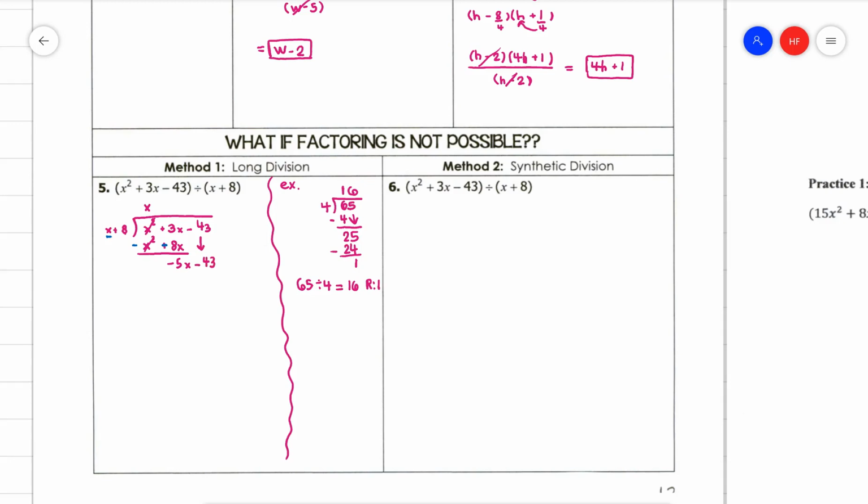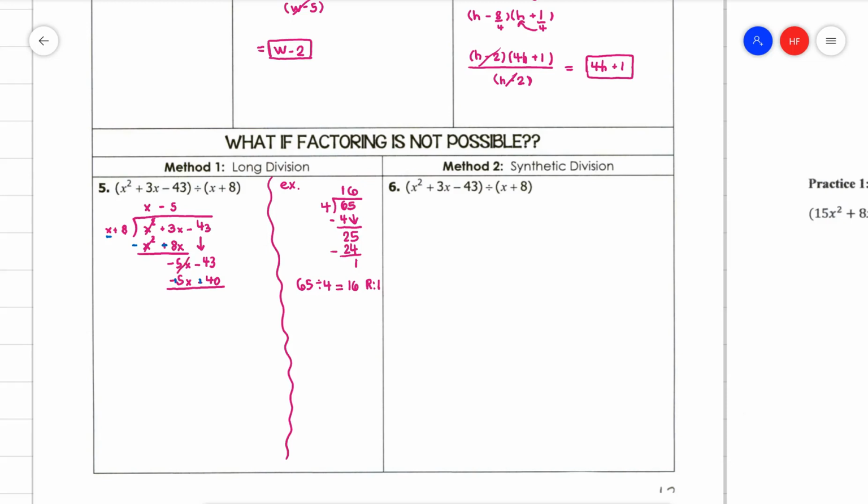Then we'll do the same thing. How many times does x go into negative 5x? So negative 5x divided by x, I would need to multiply by a negative 5. Now we're going to take that negative 5 and multiply by 8. So negative 5 times both terms. So negative 5 times x first, which is negative 5x, and negative 5 times 8, which would be a negative 40. But again, we are subtracting the whole thing, so both of the signs will change.